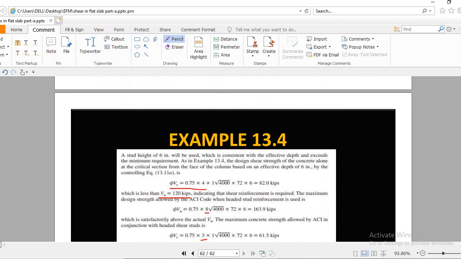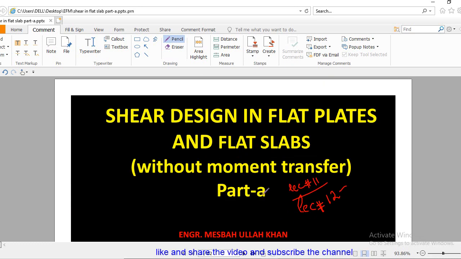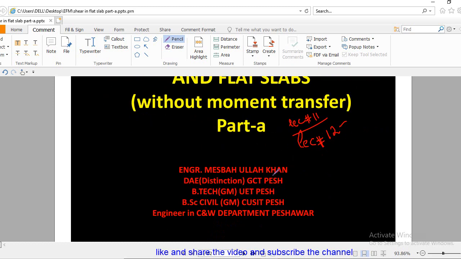This is the end of this lecture. We thoroughly explained how to design shear reinforcement in the case of flat slabs with different options, integral beam as well as shear studs.